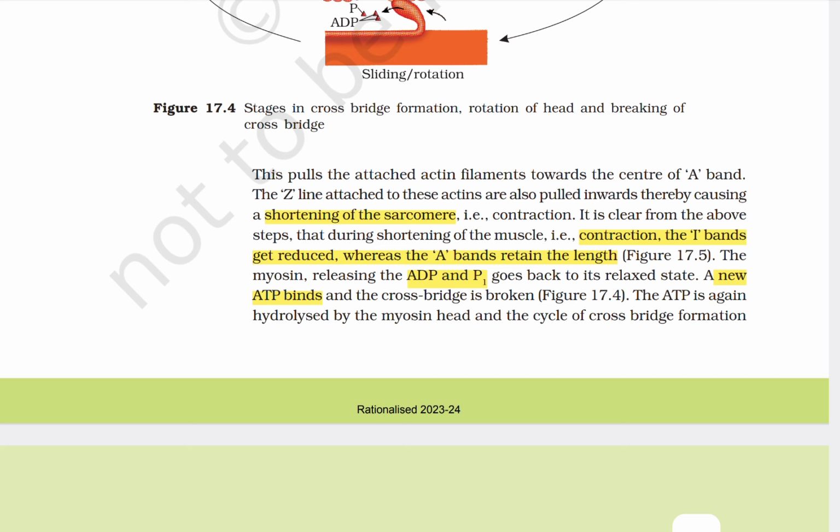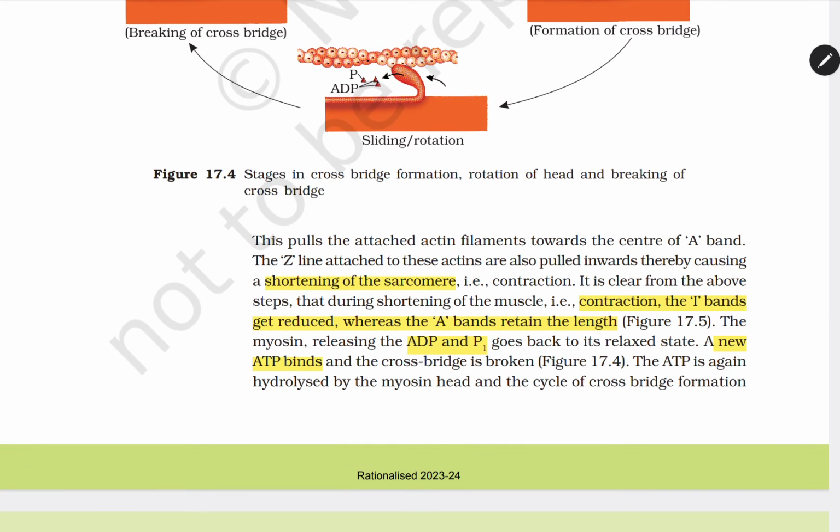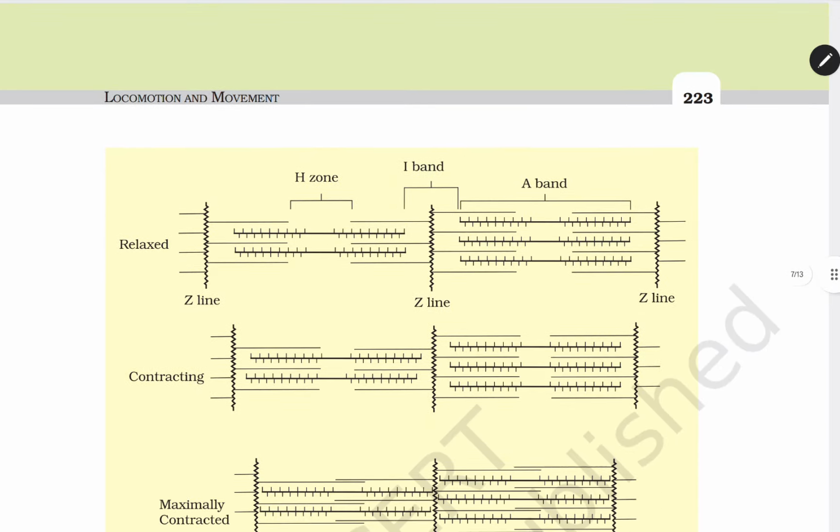The Z line attached to these actins is also pulled inwards, thereby causing a shortening of the sarcomere, that is contraction. So it is clear that during muscle contraction, the I band gets reduced, whereas the A band retains its length. The myosin, releasing the ADP and inorganic phosphate, goes back to its relaxed state. A new ATP binds and the cross bridge is broken. The ATP is again hydrolyzed by the myosin head and the cycle continues.